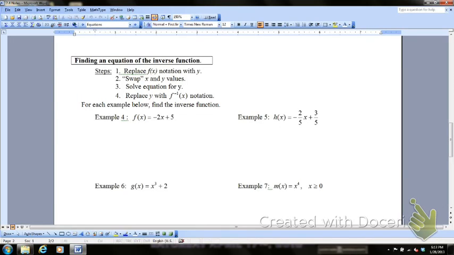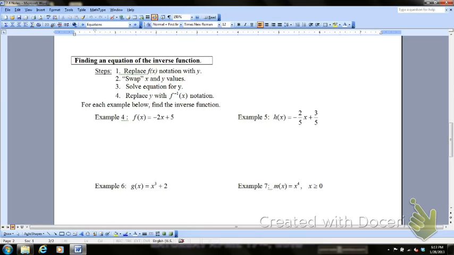Okay, so next we're going to look at finding an equation of the inverse function. You can see the 4 steps listed here at the top of the back page. You can read through those on your own, and we're going to work on example 4 and example 7 together, and then you can try example 5 and example 6 on your own. So let's start with example 4 here.